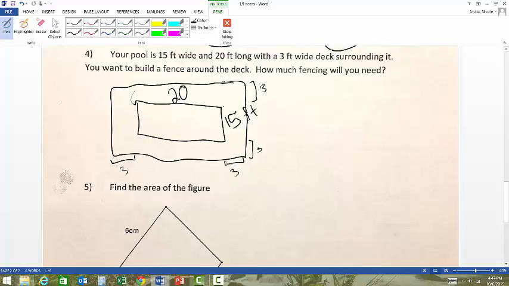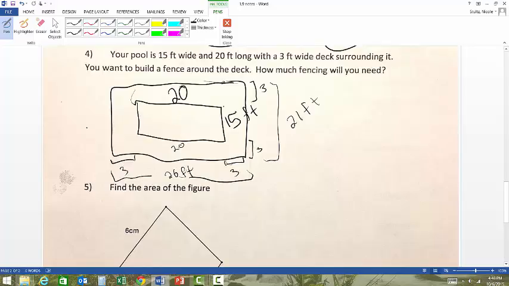So since we're talking about building a fence around the deck, I'm actually talking about perimeter. But I don't want to use just 15 because the deck really adds 3 feet both sides. So I'm actually looking to build a fence around, on the right side it would be 15 plus 3 plus 3, which is 21 feet. And on the other side, I know the pool is 20 feet long, but I also have 3 feet on either side. So this is actually 26 feet along the side here.